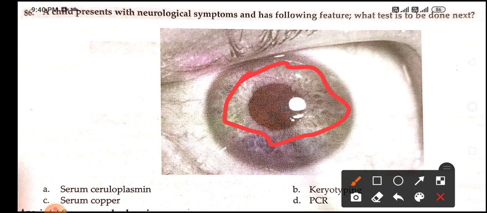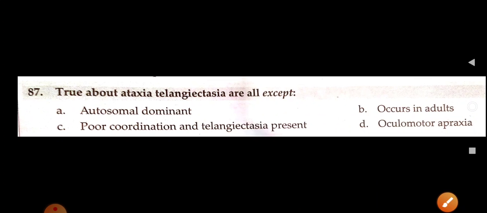But this is a sunflower cataract. We can say sunflower cataract is seen. But this is not a cataract here. This is a sunflower appearance. We can say copper deposition or Kayser-Fleischer ring. This is Wilson disease. So the best test for Wilson disease is serum ceruloplasmin level. Okay.